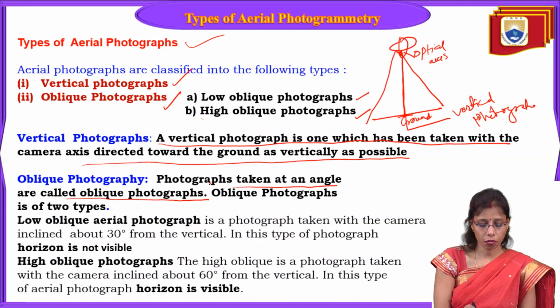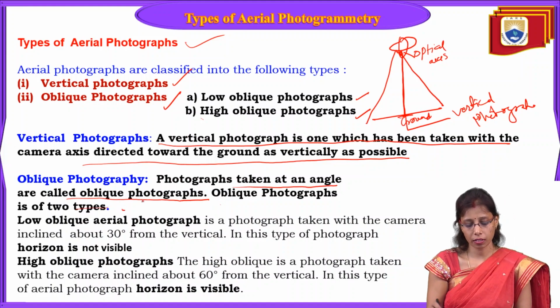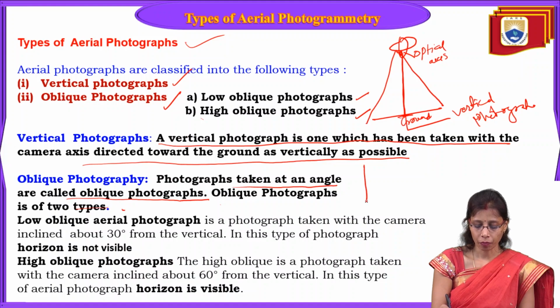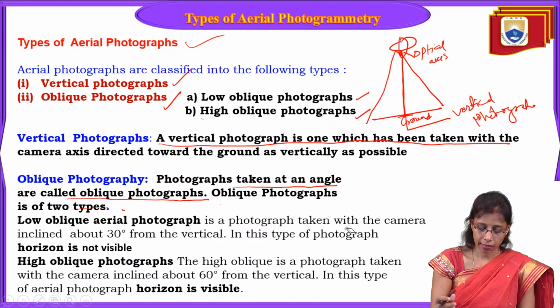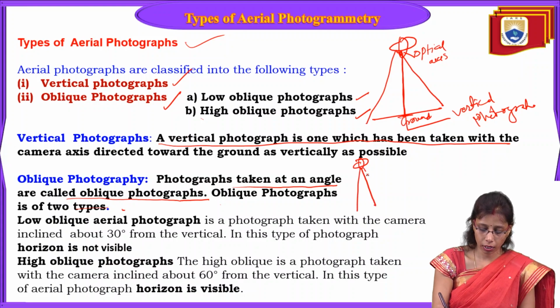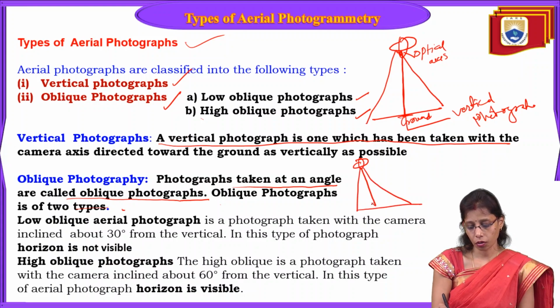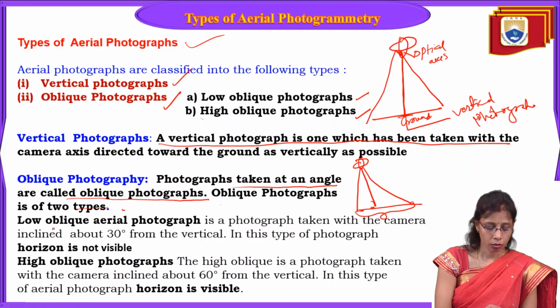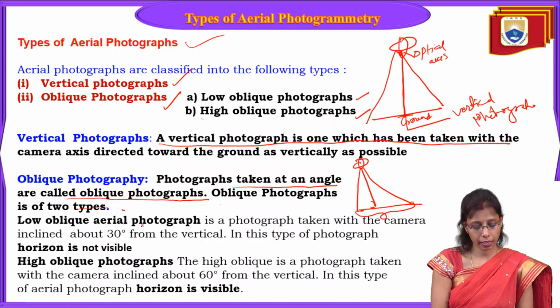Now, oblique photographs are photographs taken at an angle, and they are of two types. Oblique means it is not exactly vertical; it is slightly tilted. So if the camera is somewhat here, your photo will be somewhat like this. It's not exactly vertical to the ground. This will be the ground, and this will be the captured area. So we have two types here: low oblique aerial photographs and high oblique aerial photographs.